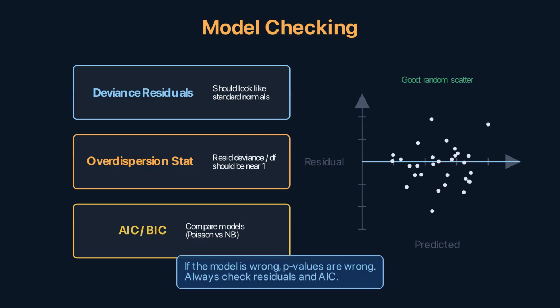AIC and BIC compare models. Call back to the photographer. A Poisson GLM with high overdispersion will have worse AIC than a negative binomial. The model check prevents you from publishing false discoveries.